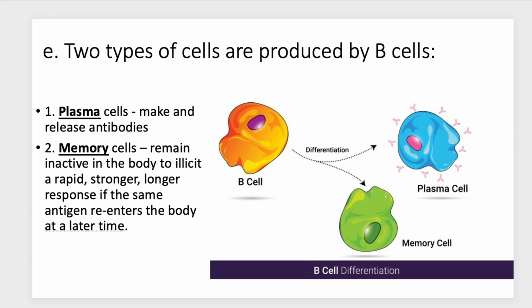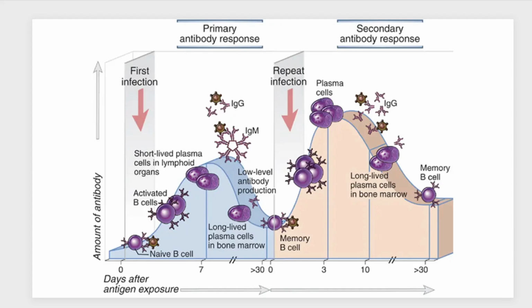So the two types of cells that are produced by B cells, one of those is called a plasma cell. We see this differentiation of the B cell here to a plasma cell and then a memory cell. The plasma cells are actually going to make and release these antibodies that can target the antigens for destruction. Now, memory cells are also made. These remain inactive in the body so that next time you're exposed to that same antigen, the memory cell will be able to actually initiate that immune response.